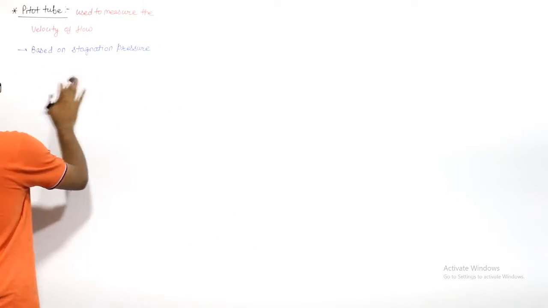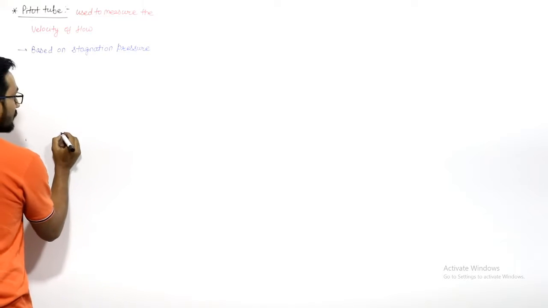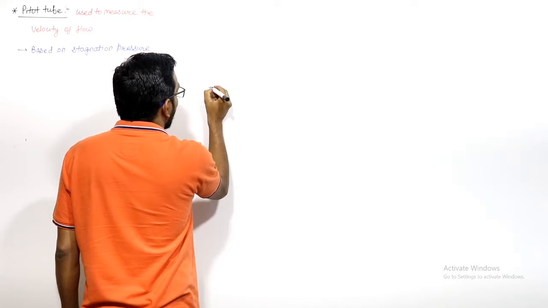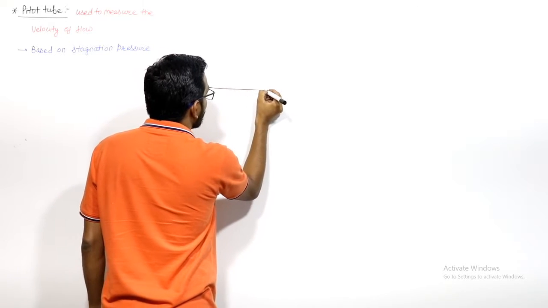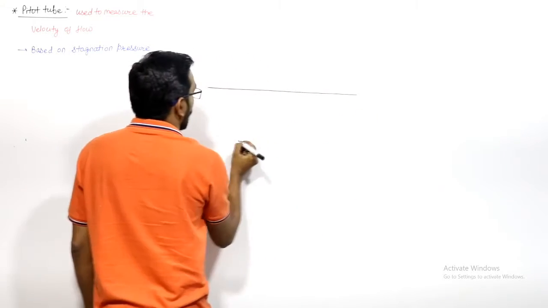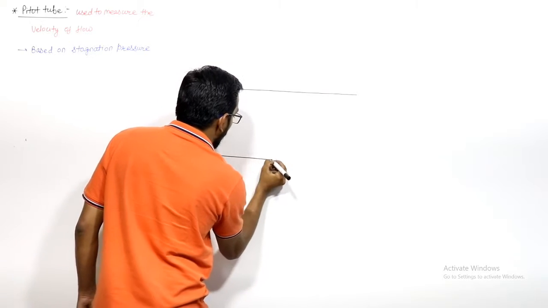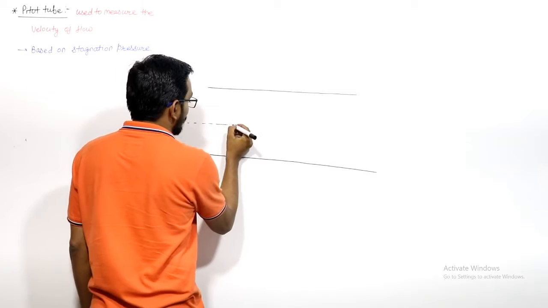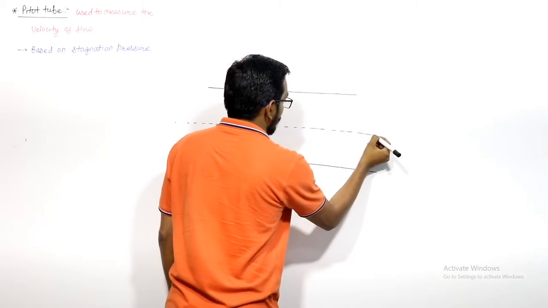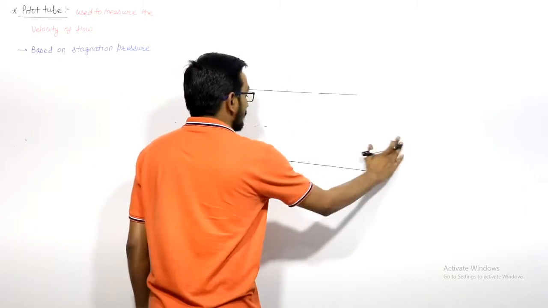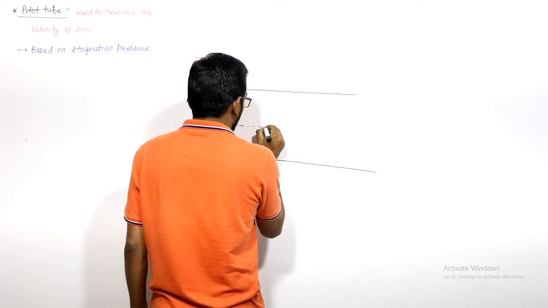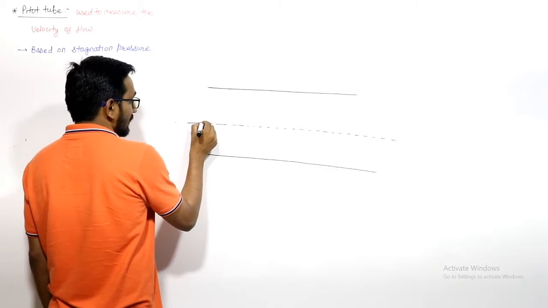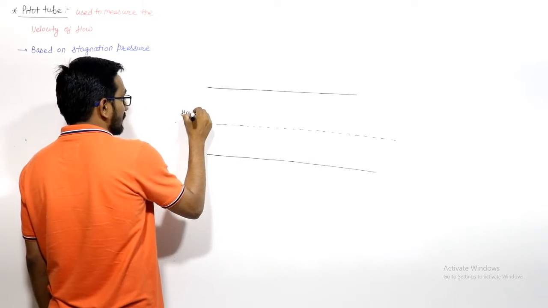Now let us see how this pitot tube works. Suppose I draw here a pipe, and let us say this is the axis of the pipe. Some fluid is flowing in this pipe, in this direction. This is based on the stagnation pressure.